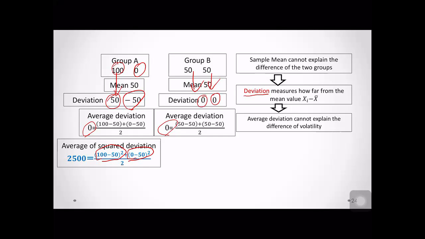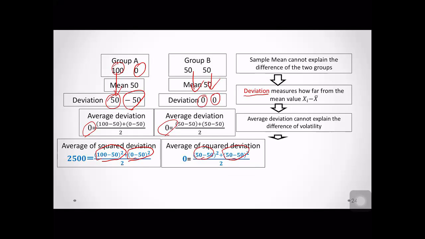Similarly, we calculate the same thing for group B, and the average of the square deviation is 0 because each square term is 0. By comparing the average square deviation, we can say that group A has a larger square deviation, so it has a bigger variance compared to group B. The average square deviation is called the variance. So variance is the mean of the square deviation.